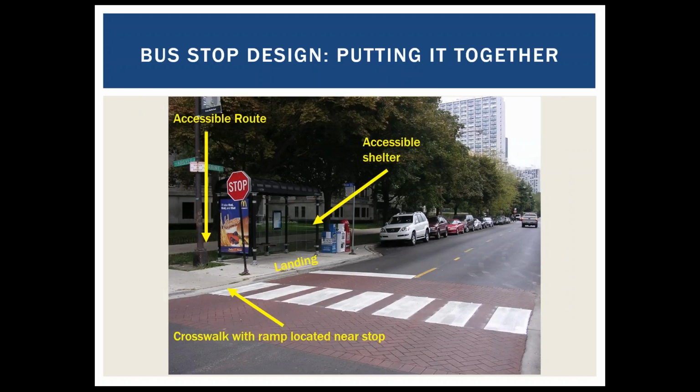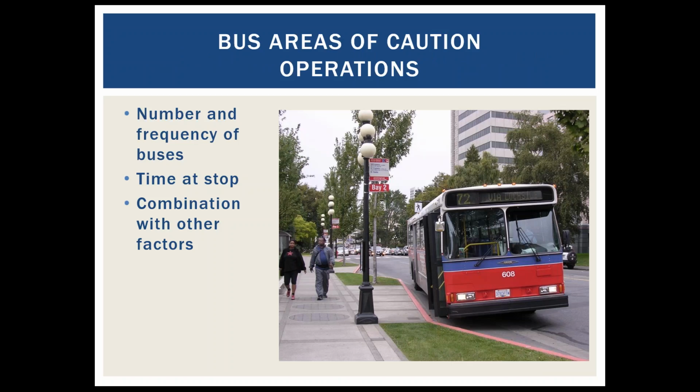This is an urban example where you can see you have your level landing, and this is actually in conjunction with the transit shelter. It is accessible, has an accessible route, and it's located close to a crosswalk, and it's on a stop.